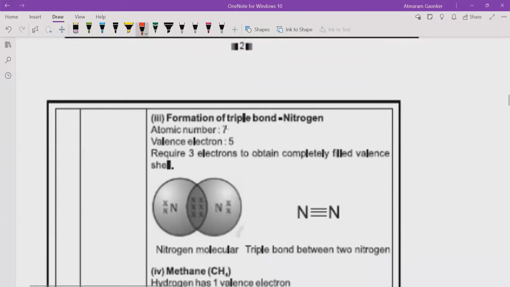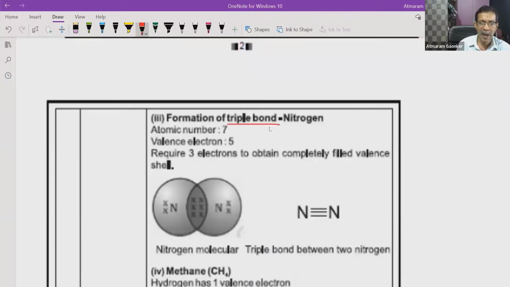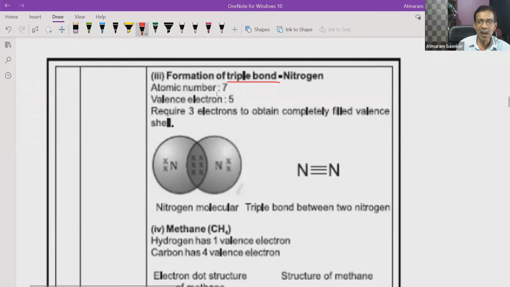Then how to form the triple bond? For that the example is nitrogen. Nitrogen is having atomic number 7. So the valence electrons, 2 go in the first shell, the remaining 5 go in the second shell, which is the valence shell. Each has got 5. So out of that 5, 2 remain here, 3 go for sharing, and also 3 from here go for sharing. So there are 3 pairs of X. So the nitrogen forms a bond which is called a triple bond.